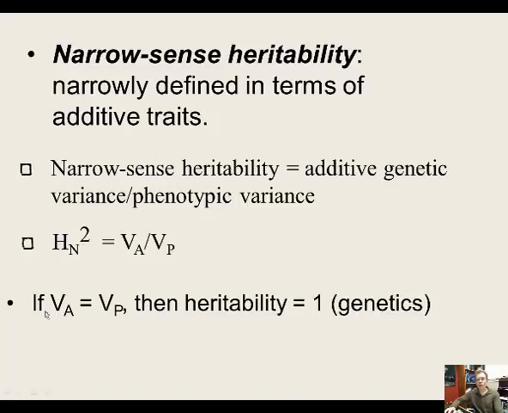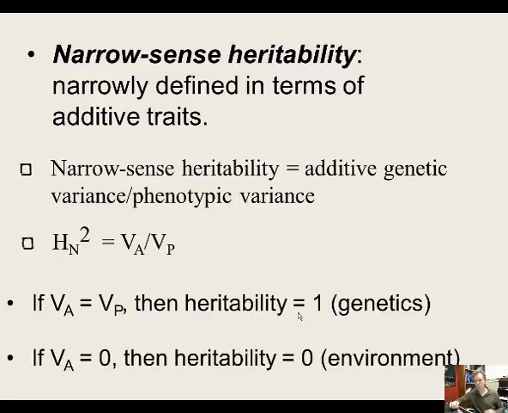And again, just to remind you, if VA, or the additive genetic variance, is equal to the phenotype variance, then the heritability is equal to 1. In that case, all the differences you see in a population are due to the genetic differences. And contrast that with genetic variance. If it equals 0, then heritability is 0. In that case, all the phenotypic variance that you see in the population would be due to environmental differences.